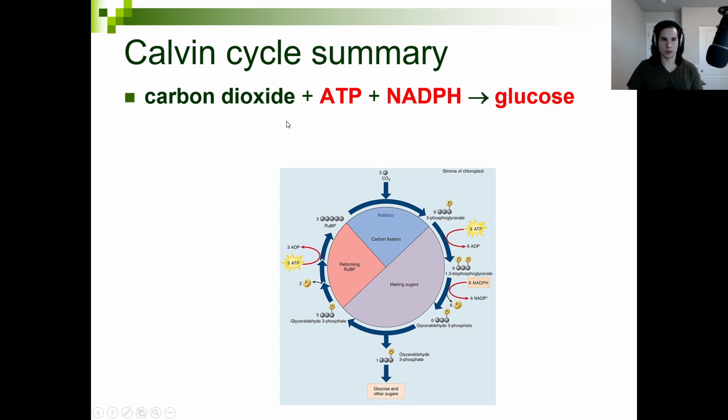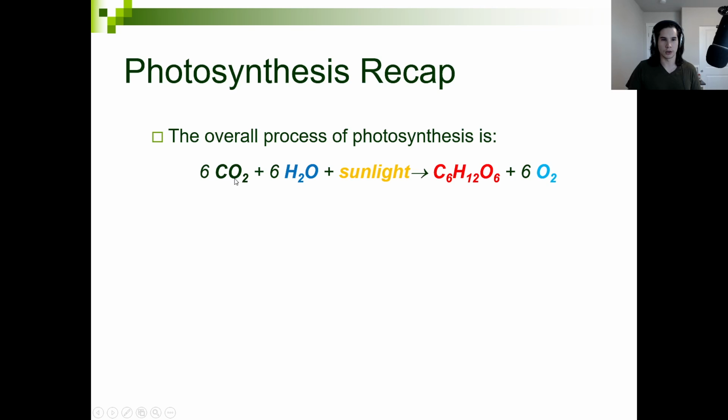So here we're just reviewing the Calvin cycle summary. We took CO2 from the atmosphere, we took ATP and NADPH from the light reaction, and as a result we made glucose, which was the end goal. So the overall process of photosynthesis is 6 CO2 plus H2O plus sunlight to make C6H12O6, or glucose or sugar, plus 6 O2. So what was reduced? Your CO2. What was oxidized? Your H2O.